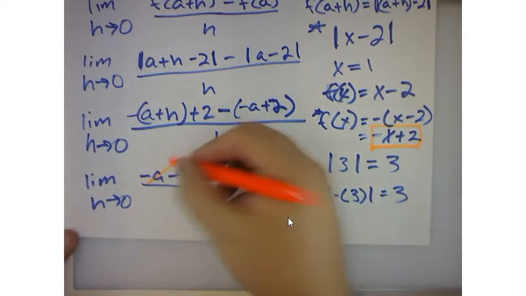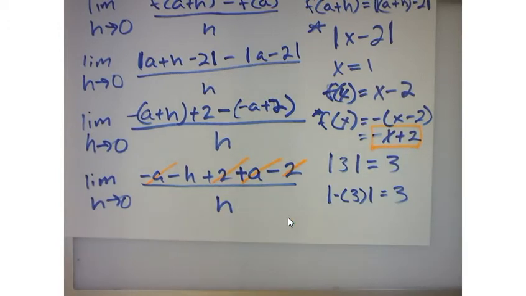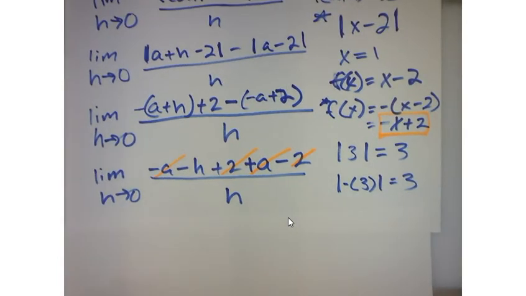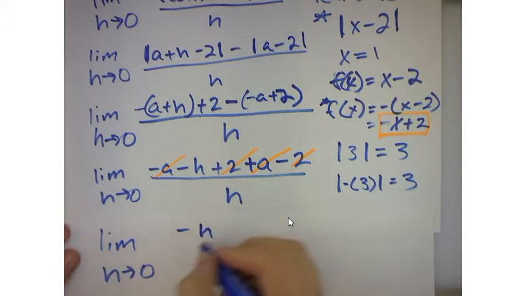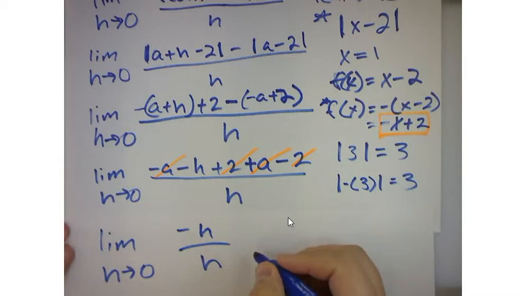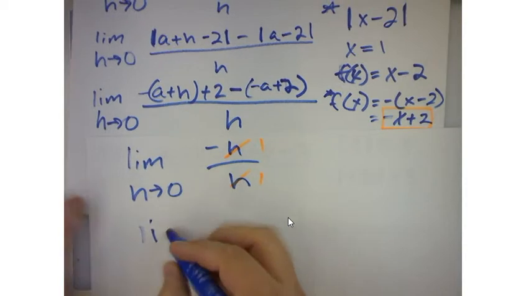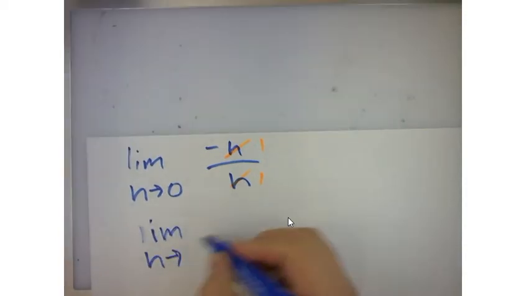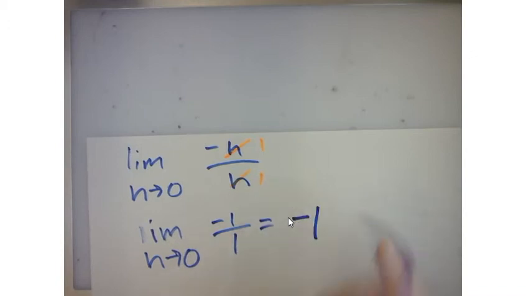So now here's some interesting things. We have negative h over h, which will cancel to negative 1 over 1. So really what we need is the limit of negative 1 over 1 as h approaches 0, which is really just negative 1.